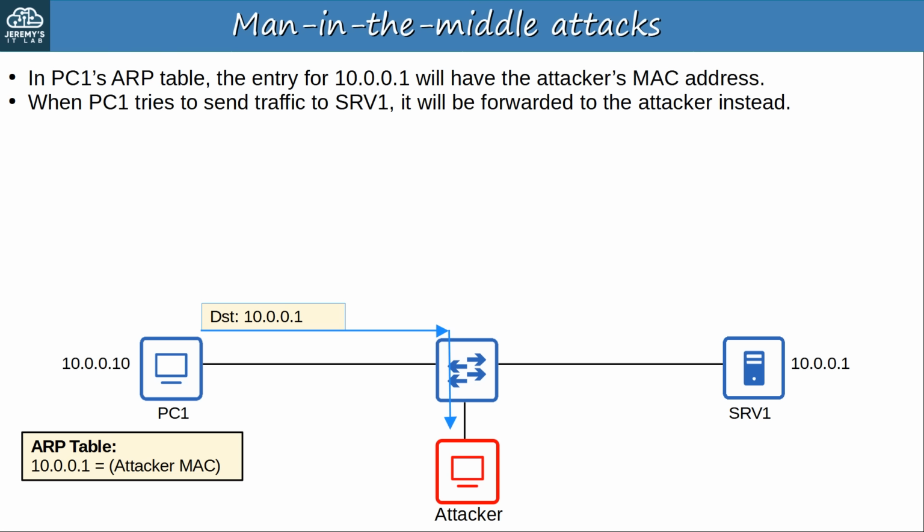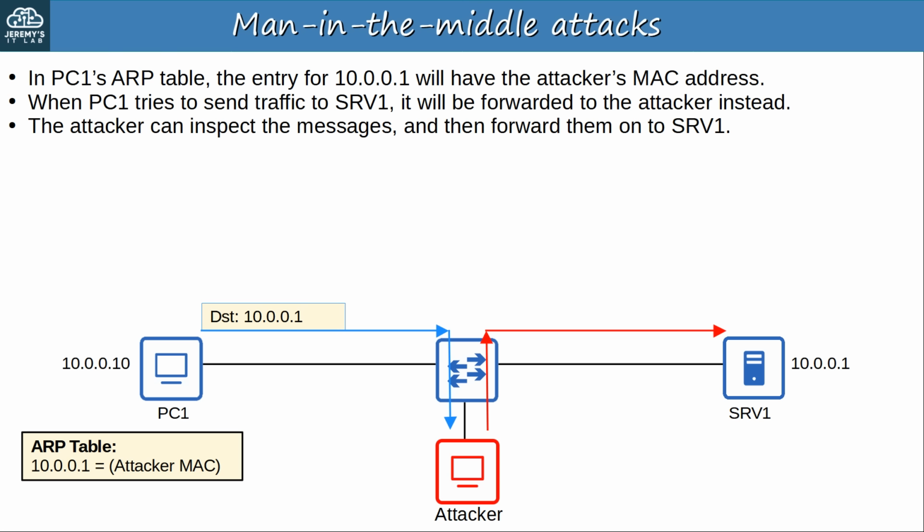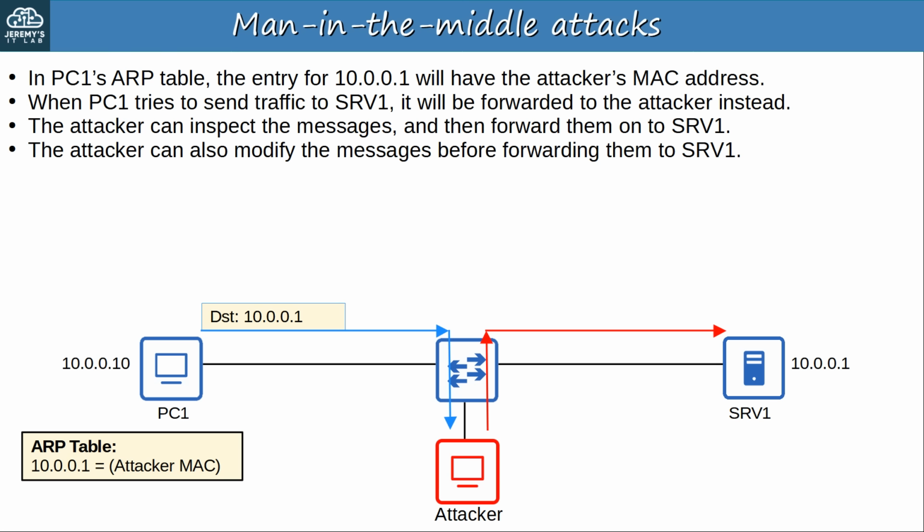So when PC1 tries to send traffic to server 1, it will be forwarded to the attacker instead. Then the attacker can inspect the messages, read their contents, and then forward them on to server 1. Or another possibility is that the attacker can also modify the messages before forwarding them to server 1.